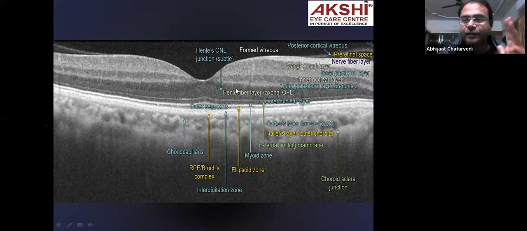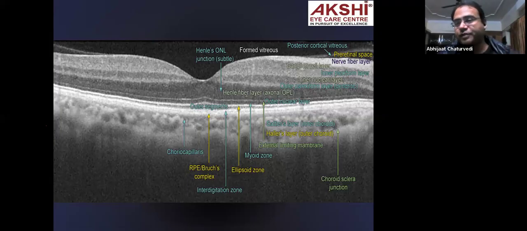And finally those three lines, which are very important. The external limiting membrane, after which comes the inner segment part, the ellipsoid zone, after which a small hyporeflective part, which is the outer segment part, and finally the RPE Bruch's complex. This is the part where the retina gets over. After this comes the choroid. The choroid has, as you all know, the choriocapillaris, the Sattler and Haller layers, and then the sclerochoroidal junction. So this you should know.